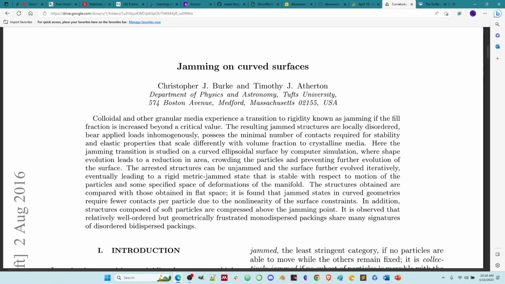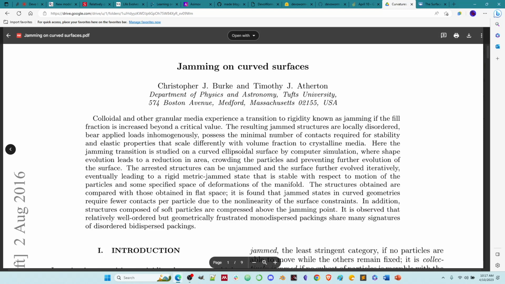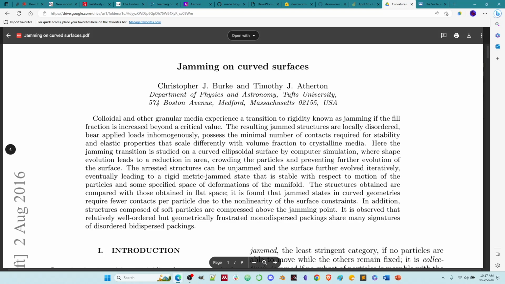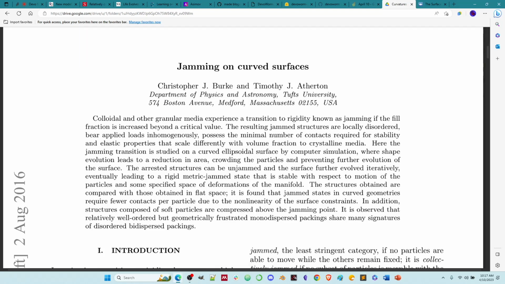The arrested structures can be unjammed and the surface further evolved iteratively, eventually leading to a rigid metric jam state that is stable with respect to motion of the particles and some specified space of deformation of the manifold. So you get this jamming when you constrain the surface, and you get a more packed system, and that's arresting the structure, and then you can unjam it, and this allows you to have these deformations as a result of unjamming.